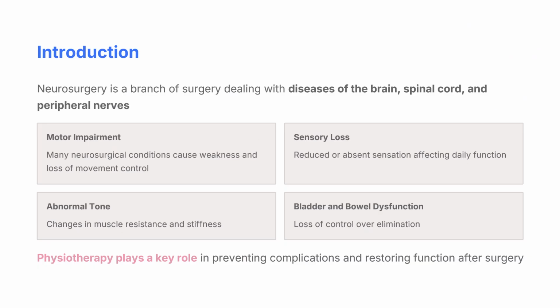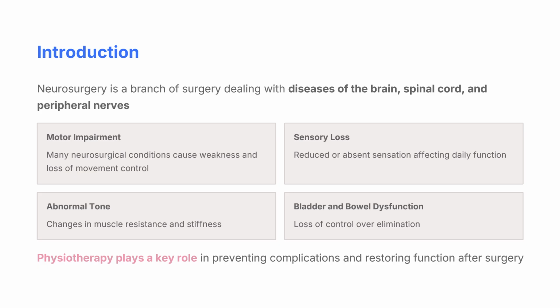Neurosurgery is a branch which deals with diseases of the brain, spinal cord, and the peripheral nerves. In our clinical practice, most neurological and surgical patients show five broad issues. These are motor impairments, sensory loss, abnormal tone, bladder and bowel dysfunction, and overall functional disability. These are the exact domains which physiotherapy will target.